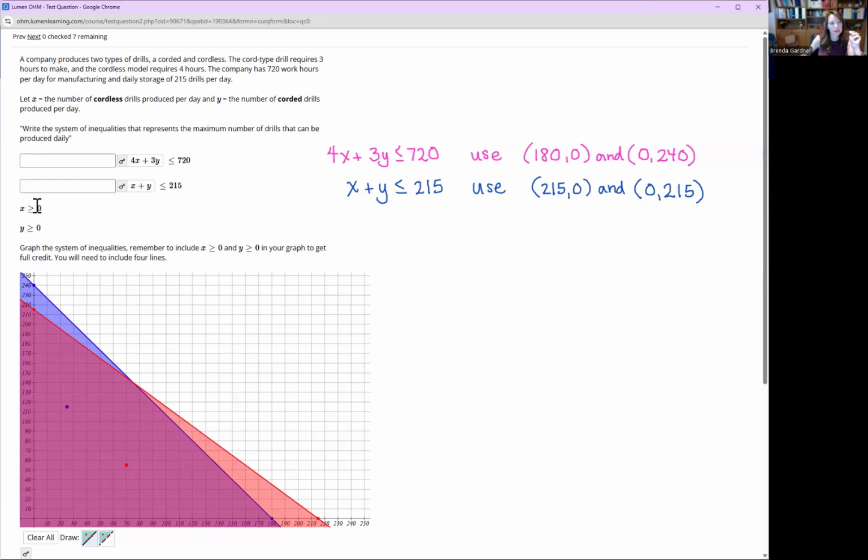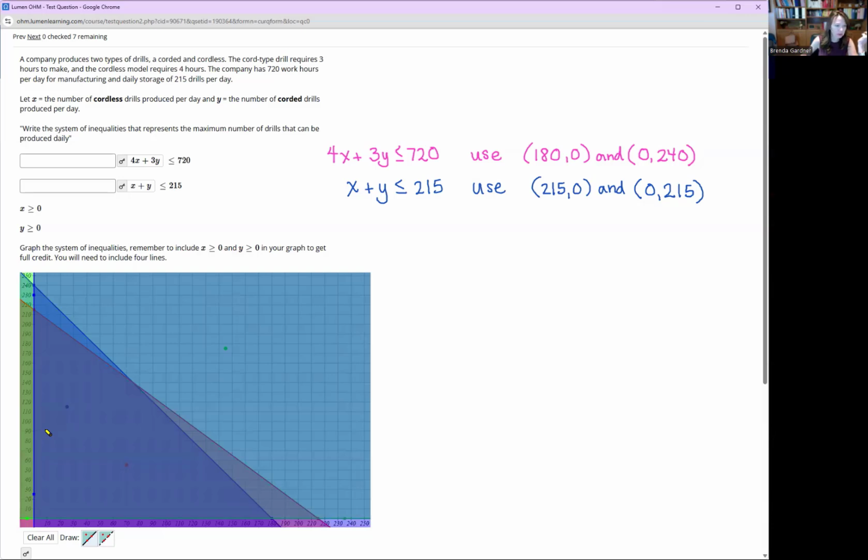Don't forget you have two more inequalities over here: x is greater than or equal to 0 and y is greater than or equal to 0. So again, because of the equal to, I'm going to grab that inequality with a solid line, and let's graph my y is greater than or equal to 0, so 2 points, and then anchor the shading. And then I'm going to also do the x is greater than or equal to 0. Again, any 2 points on the y-axis, and then anchor the shading.